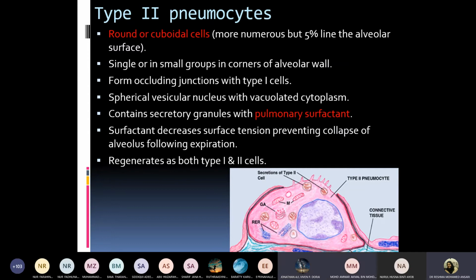Reduce the surface tension. What do you mean by reduced surface tension? It prevents the collapsing force of the alveoli. Okay, so for example, now I'm breathing in.